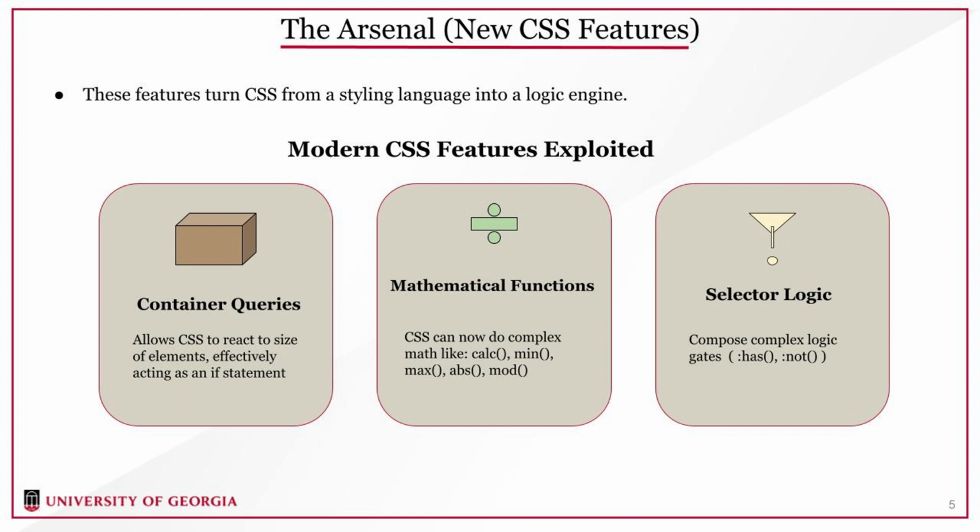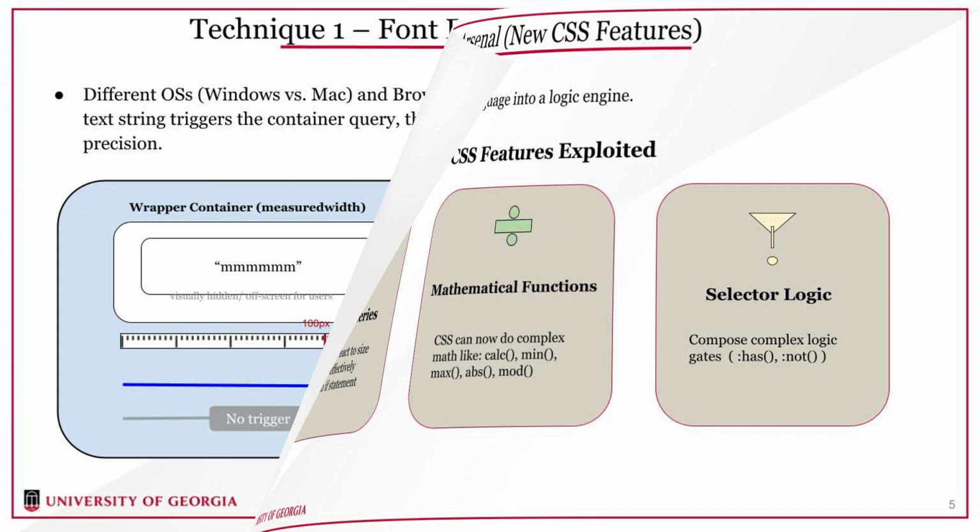They allow CSS to act like an if statement based on the size of an element. 2. Mathematical functions. CSS can now perform complex math like calc, min, and mod. And 3. Selector logic. We can build complex logic gates using selectors like has and not. Together, these features allow the attacker to write a program entirely in CSS.